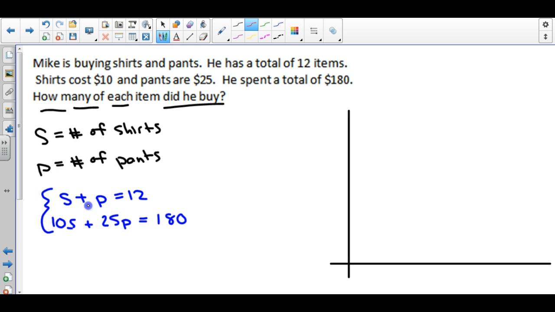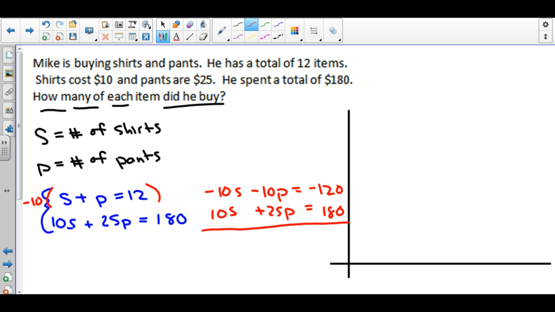What I want to do is solve this system using elimination. Since it's written in standard form, elimination, or a combination of linear equations, will be the easier method. I'm going to try to eliminate my S variable. It doesn't matter, either one is going to have the same level of difficulty and the same process. If I want to eliminate my S's, I need something to cancel out with positive 10S. So I need this top equation to say negative 10S, which means I need to multiply everything by negative 10. So I get negative 10S minus 10P equals negative 120. And below that, I have my other equation, not changing a single thing: 10S plus 25P equals 180.